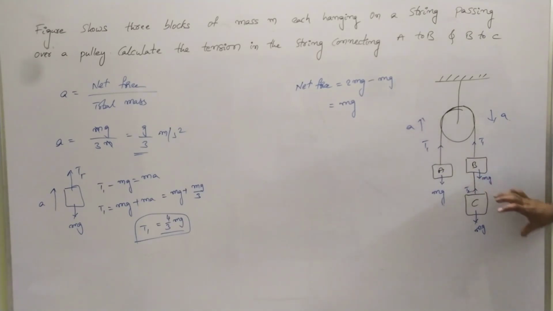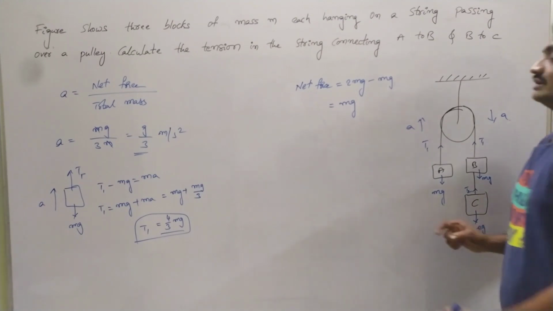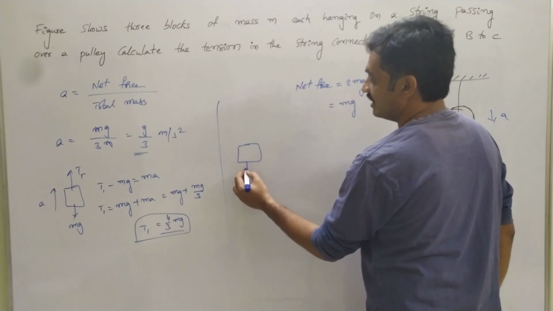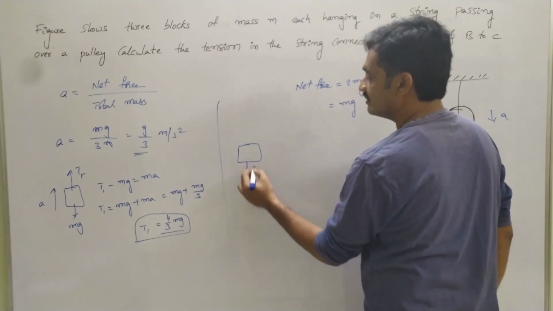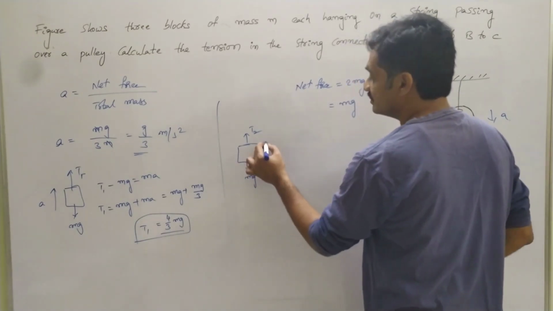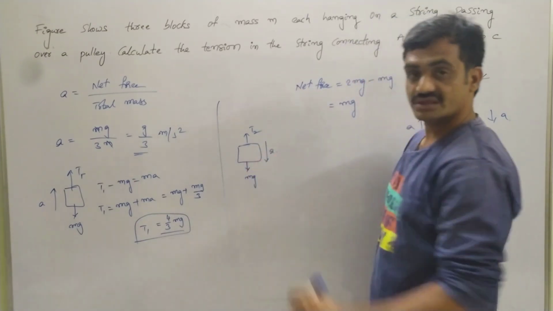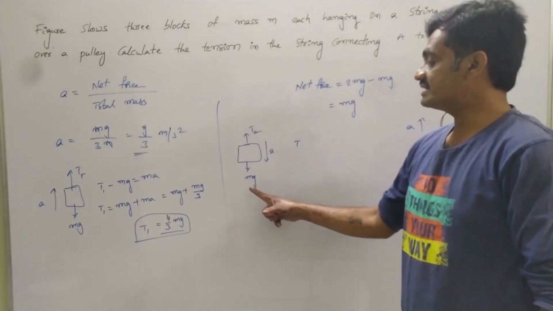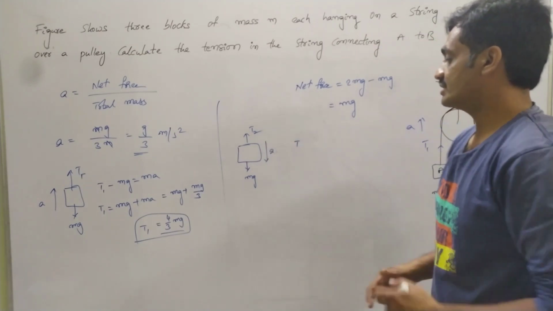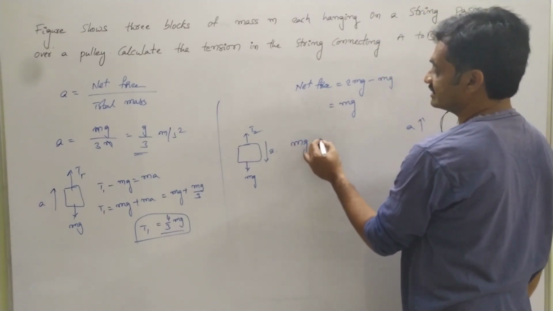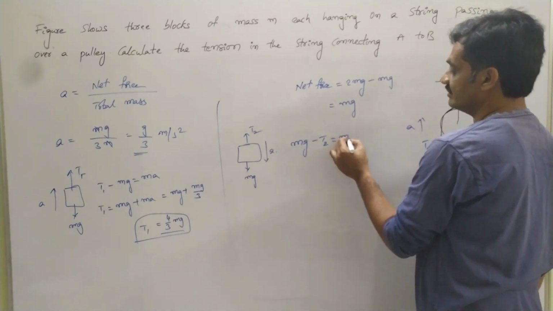In order to find the tension T2, we consider the block C. Observe this, weight is acting in the downward direction and T2 is acting in the upward direction, and the block is moving in the downward direction with the acceleration a. Since the block is moving downward, here we consider weight is greater than tension. So we can represent that mg minus T2 is equal to ma.